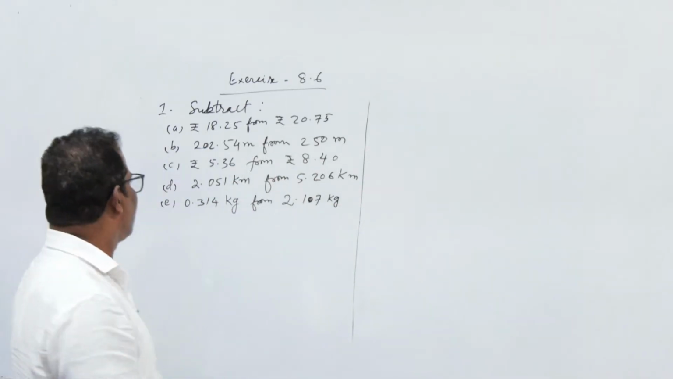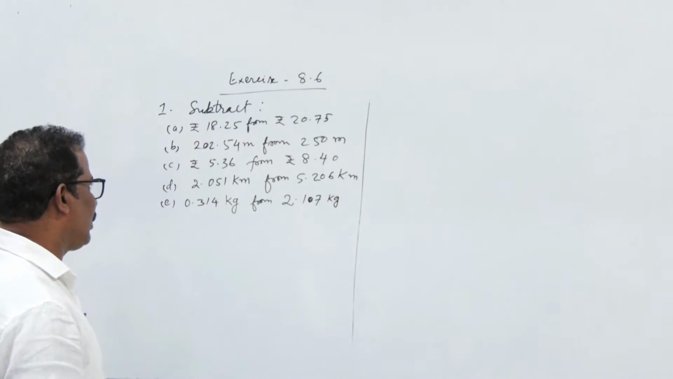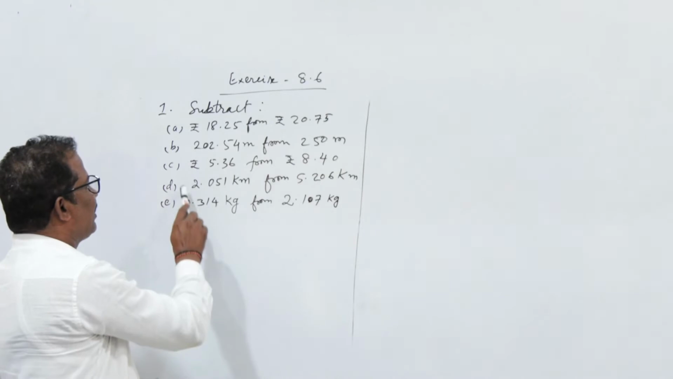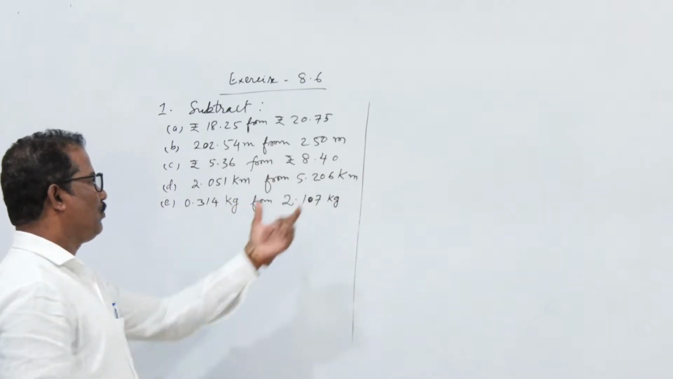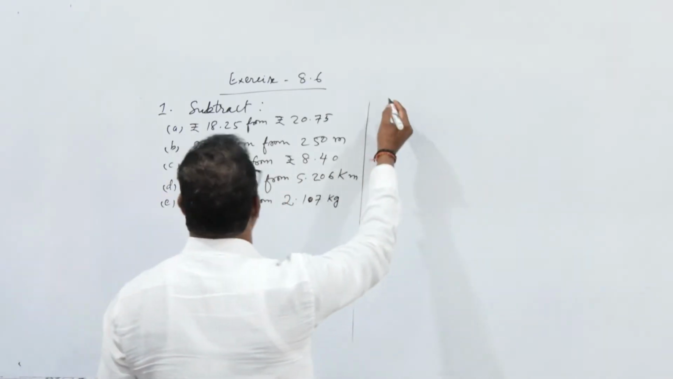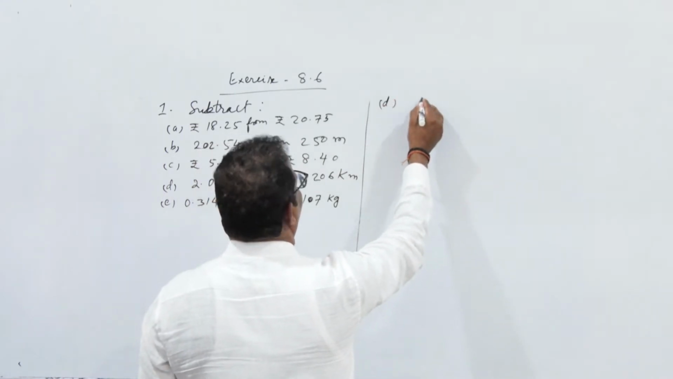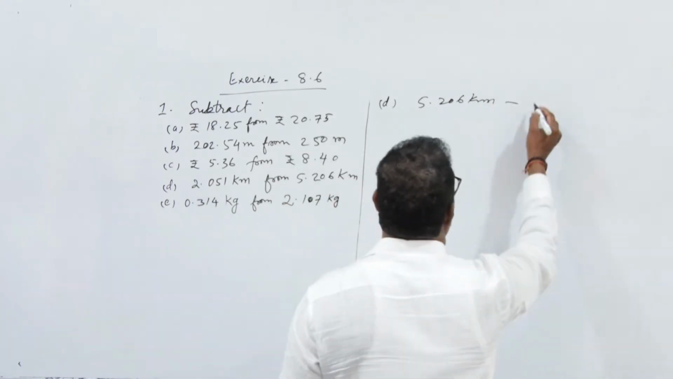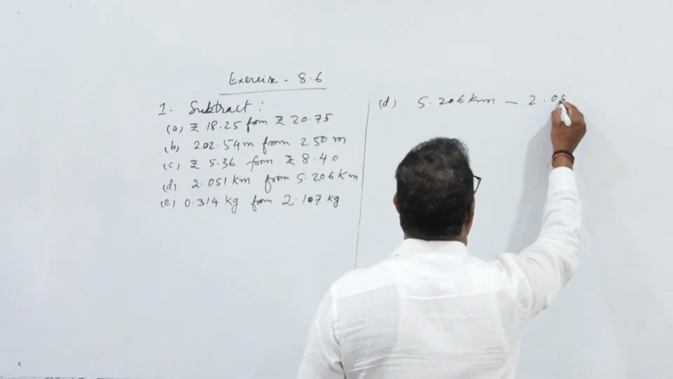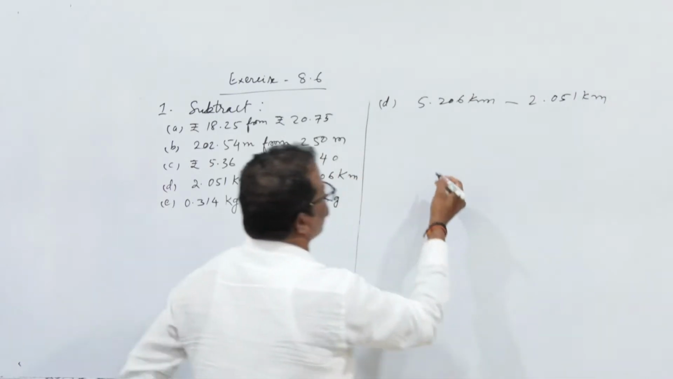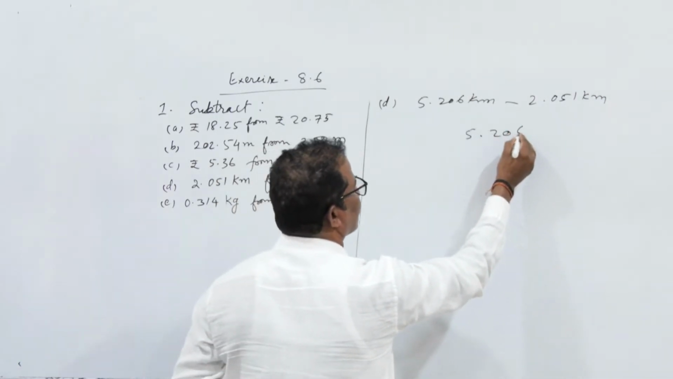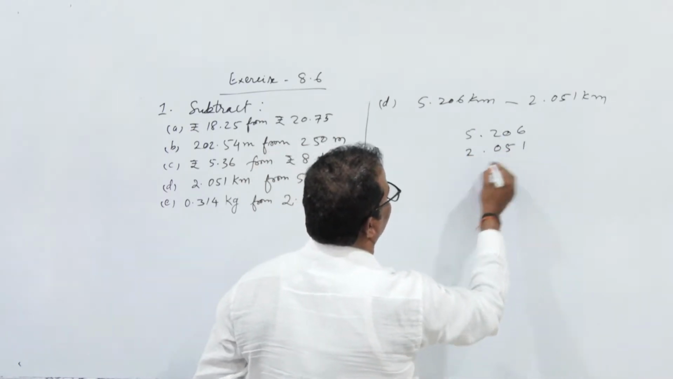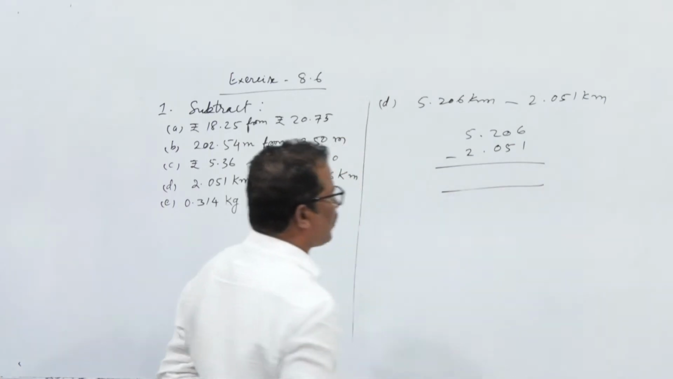Now see question D, that is 2.051 kilometer from 5.206 kilometers. So we have to subtract this length from this length. So we have to write first the bigger length, that is the solution of D is 5.206 kilometer, then minus which one? That is 2.051 kilometer. So we have to write the bigger one first, then point here, and both are now like decimals only. Okay, good. We can directly subtract now.